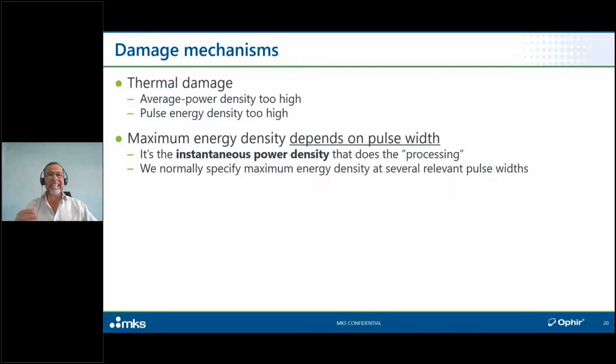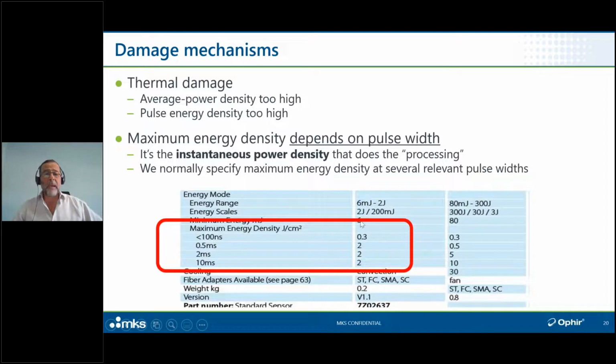It's the instantaneous power density, the power density during that pulse, that's actually doing the processing. That's what's bringing in the rate of heat coming in to that small area. In Ophir's data sheets, we normally specify the energy density damage threshold not as the maximum instantaneous power density, but as a number of different maximum energy densities for a few different typical representative pulse widths.